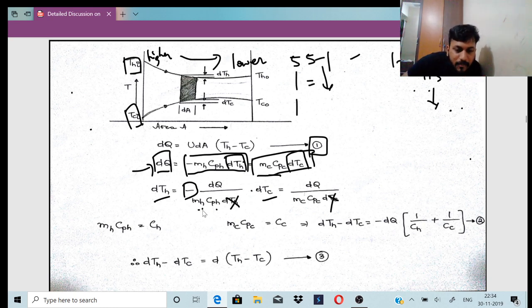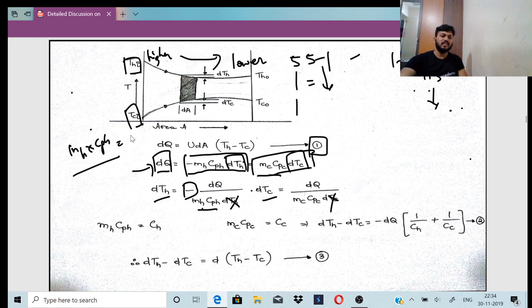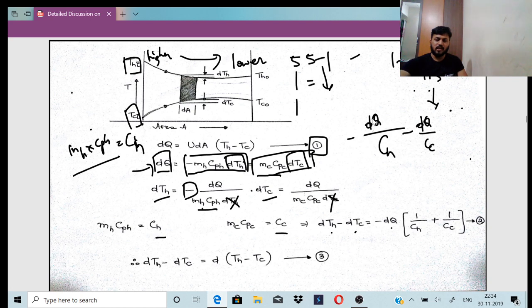Now what is mH into Cph? We saw this in the LMTD derivation also. mH into Cph, the mass flow rate and specific heat, it is nothing but Ch, the heat capacity rate. So mH into Cph is Ch and mc into Cpc is Cc. So basically dTh minus dTc is minus dq (1 by Ch plus 1 by Cc). So what will this be? It will be dq by Ch minus dq by Cc, and here minus will come. So minus dq is common, so minus dq comes outside, then what remains inside? 1 by Ch plus 1 by Cc, right?